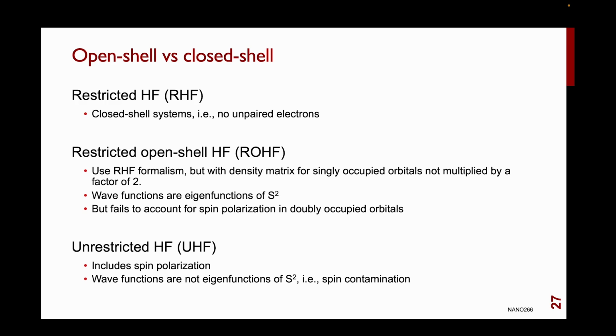So, however, the wave functions are not eigenfunctions of the S squared operator. This means that sometimes you can have spin contamination, and that may actually affect the accuracy of your calculations. Typically, whatever quantum chemistry code you use will report whether you have significant issues with spin contamination.